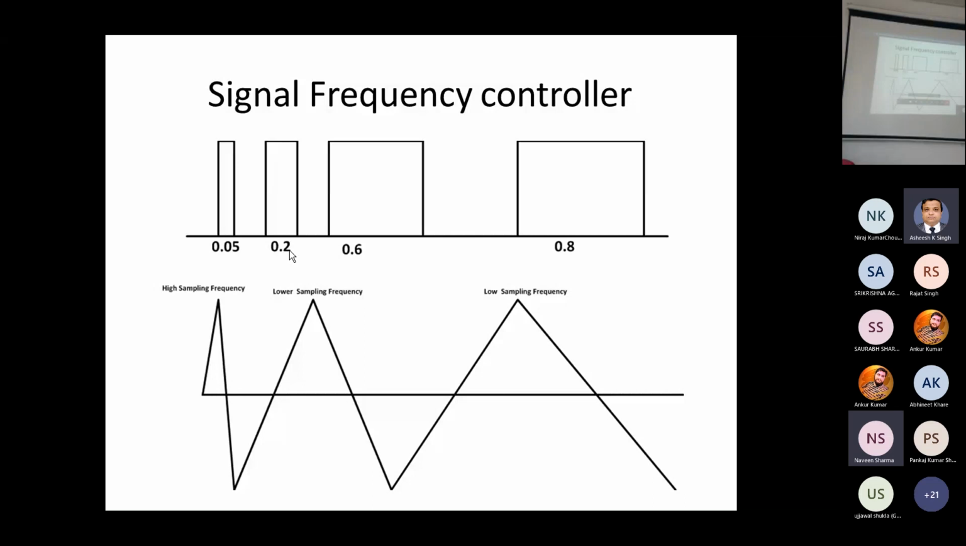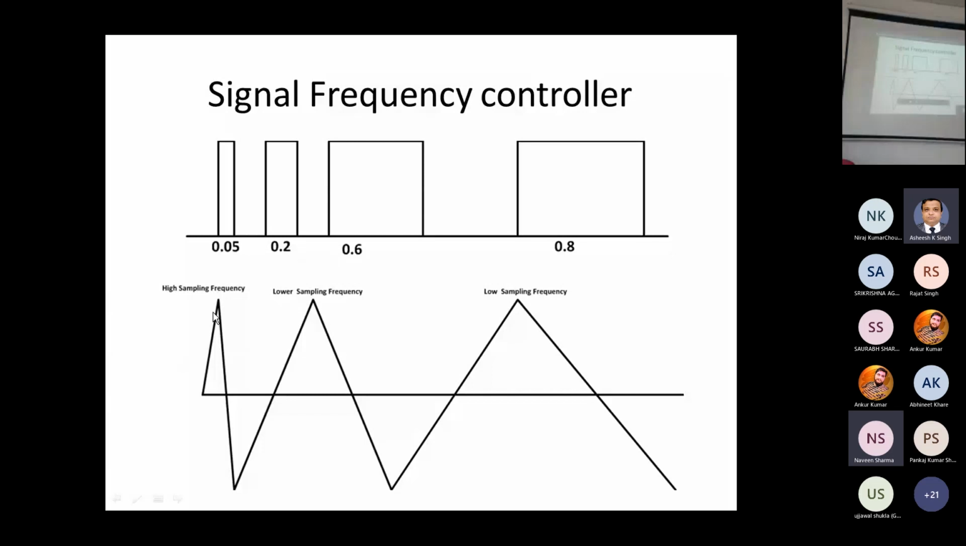So we need 0.05 divided by 5000 divided by 2. This time is required for sampling to get the wave shape of this pulse. So if we use lower frequency controllers, this small pulse will not be detected.